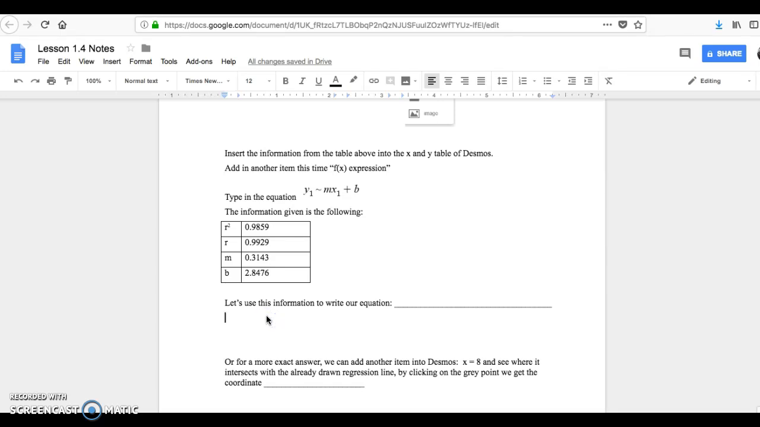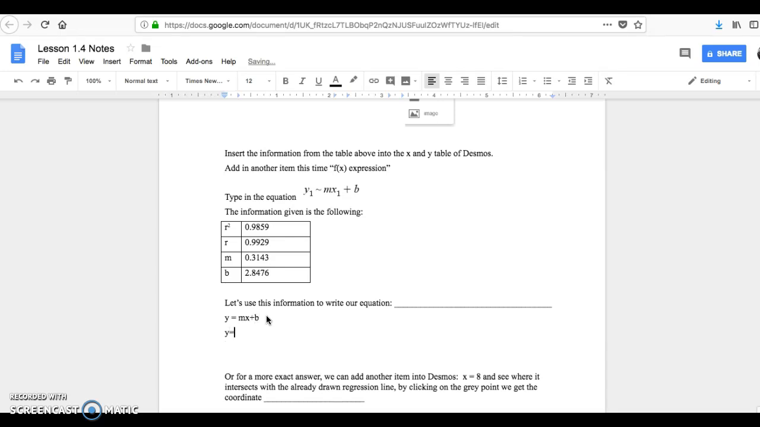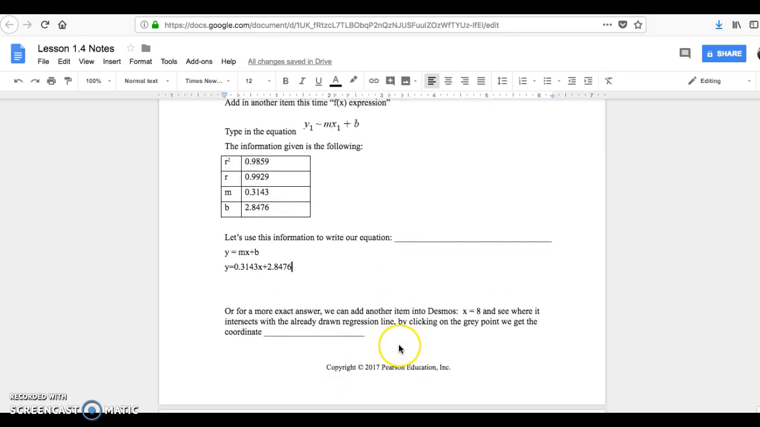So now we can write our equation in y equals mx plus b form. So y is equal to m, which is 0.3143, times x plus our b of 2.8476. Okay, so this is our equation. It says for a more exact, we can add another item into Desmos to see where it intersects with the already drawn regression. But before we do that part, let's look at what we can do to replace x so we can answer the question.